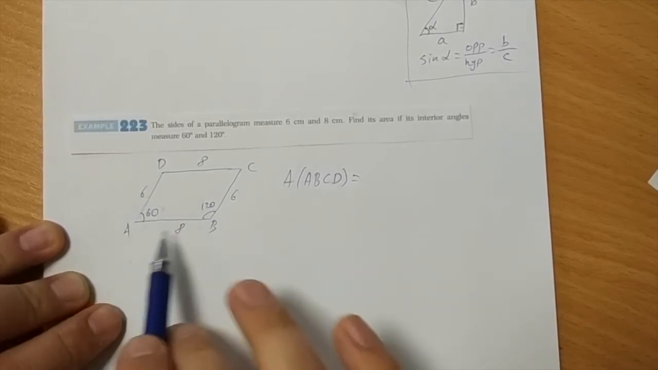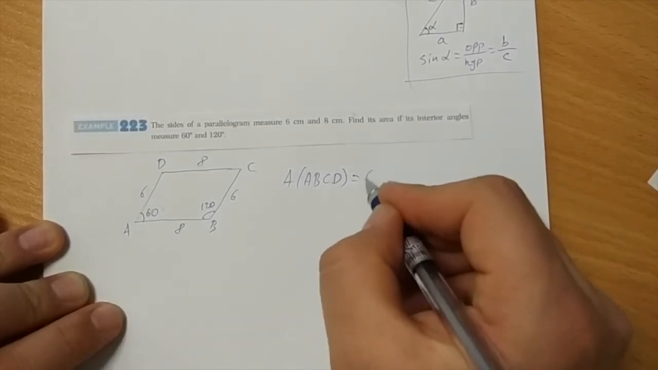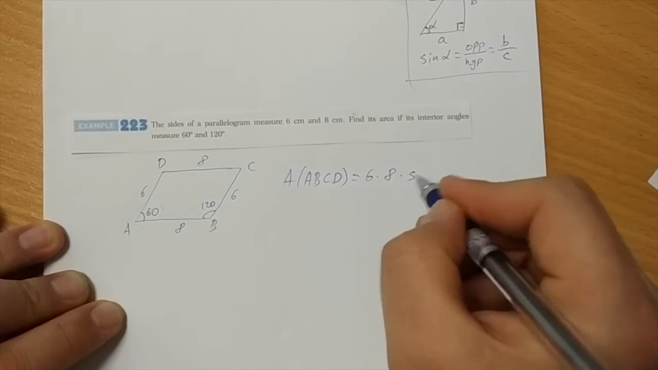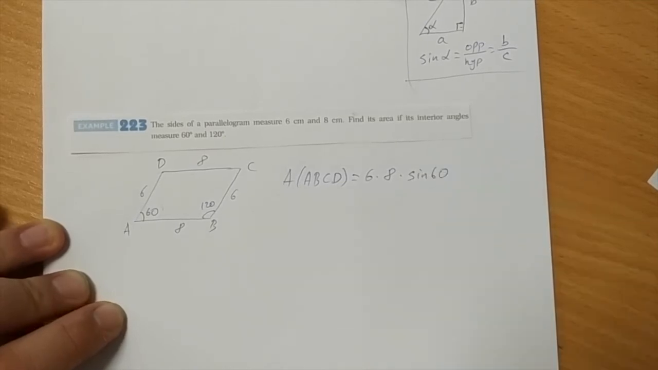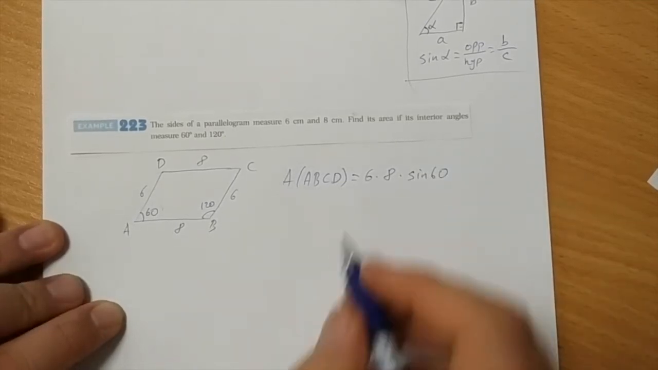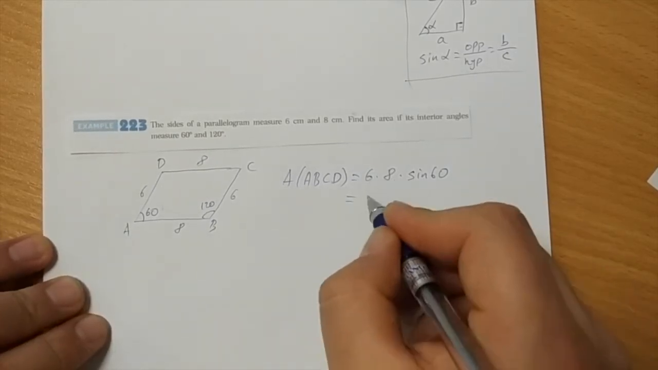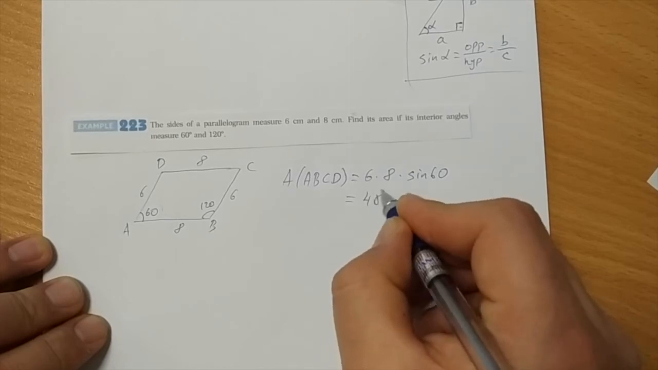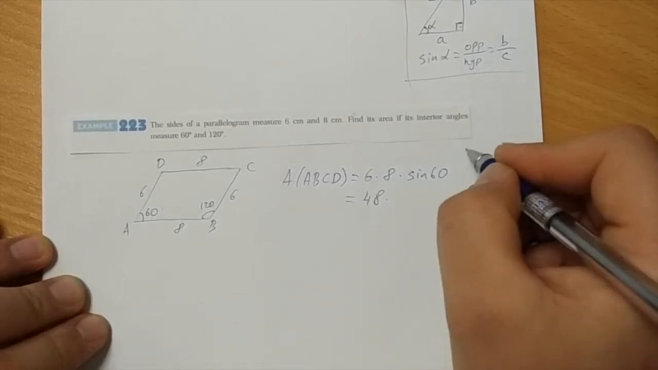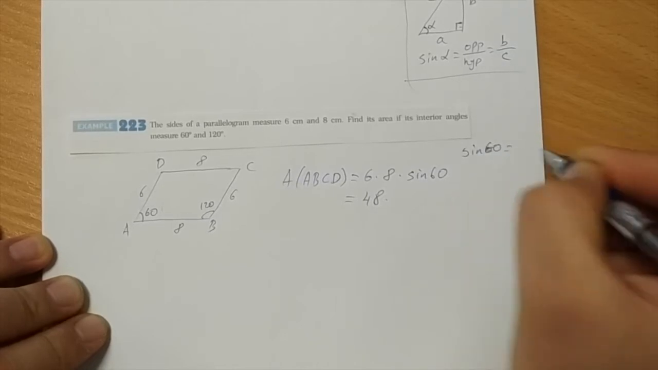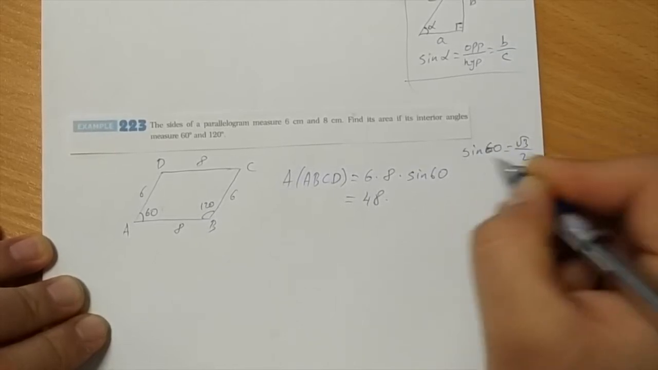We are multiplying the sides AB, that means 6 times 8 times the sine of the angle between these two sides. It will be sine 60, which is equal to 6 times 8, that is 48 times sine 60. Sine 60 is equal to the square root of 3 over 2.